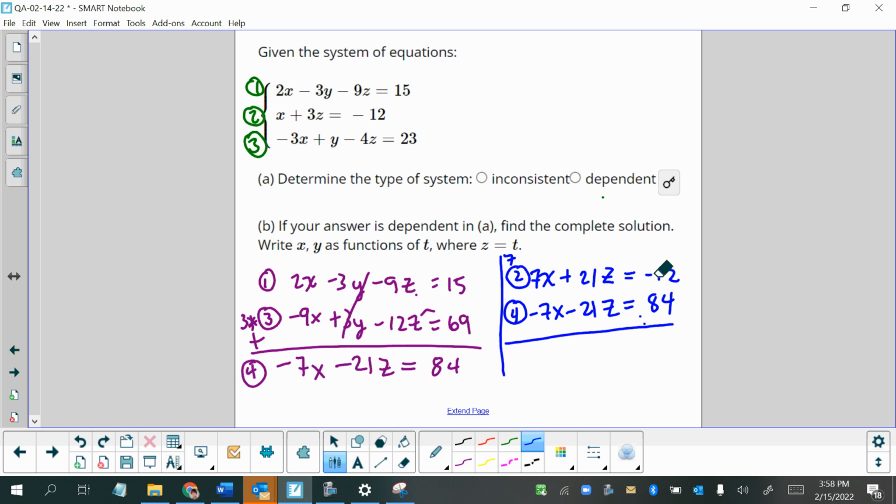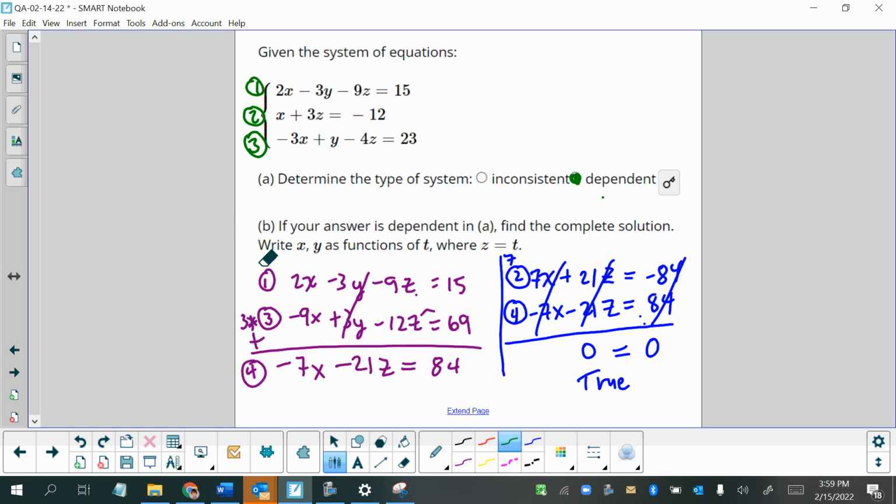And then what's 7 times 12? 70 and 14 is negative 84. So this is really good because now my x's cancel, my z's cancel. So on the left, I just have 0. And then also my constants even cancel to 0. So this is a true statement, meaning that this is a dependent system, right, with infinitely many solutions.